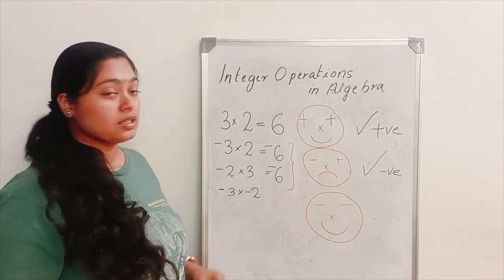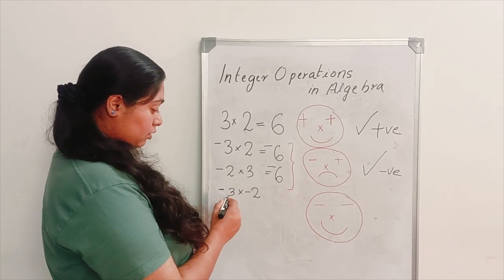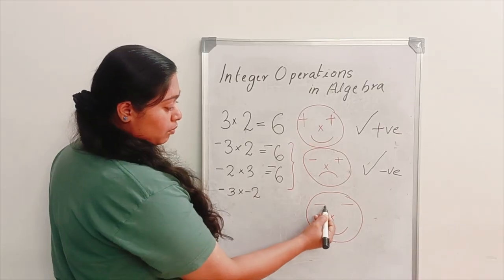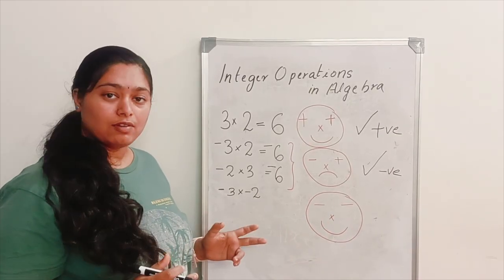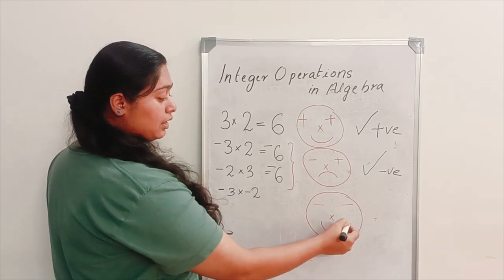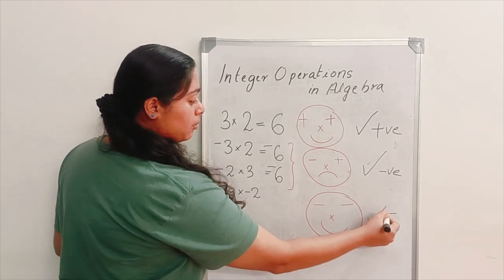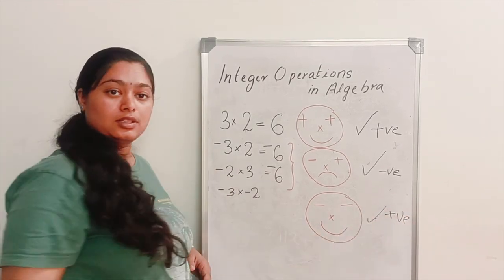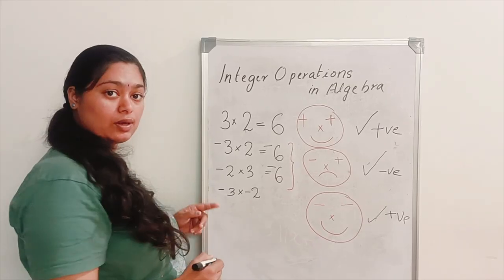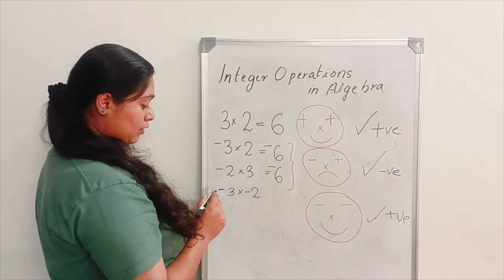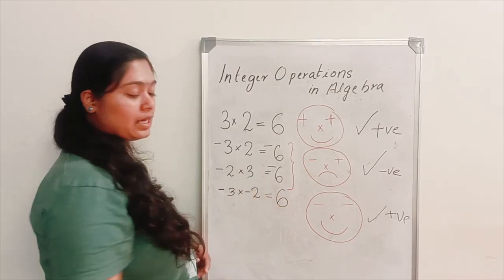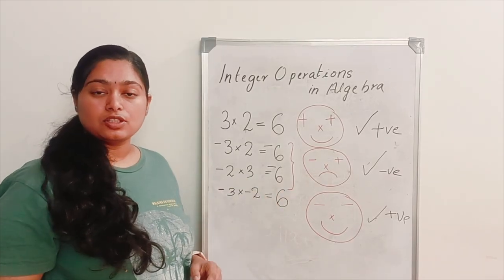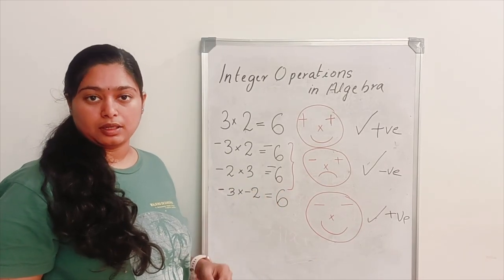Now the last question, negative 3 into negative 2. Both the eyes are closed. I guess he is sleeping and having a very nice dream, which makes him very happy, making it positive. So for the last question, you can refer to this emoji where negative into negative is again a positive 6. These are the integer rules that we use for multiplication.